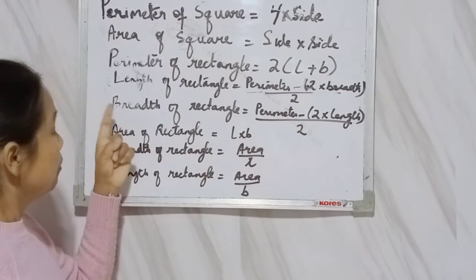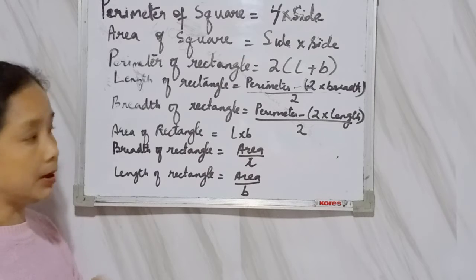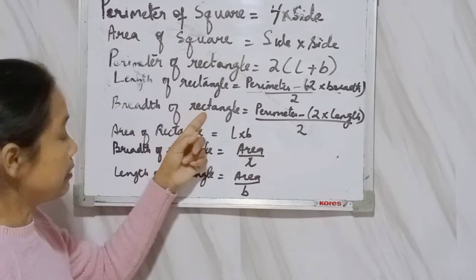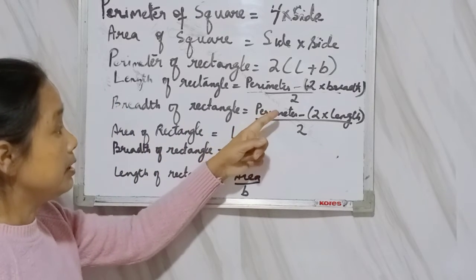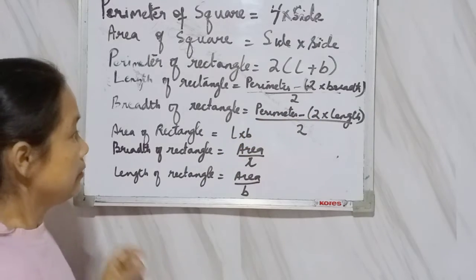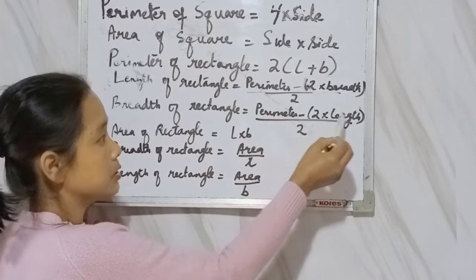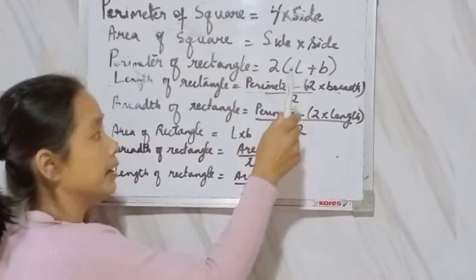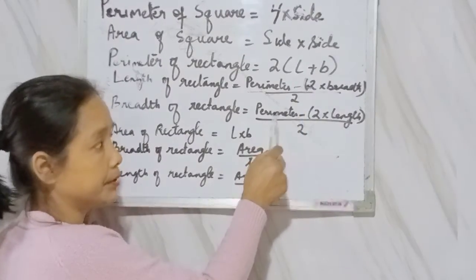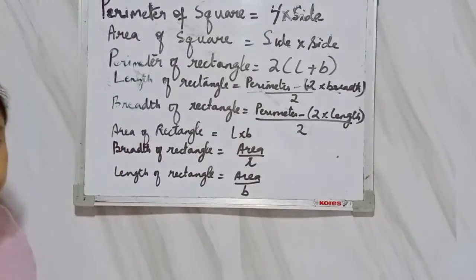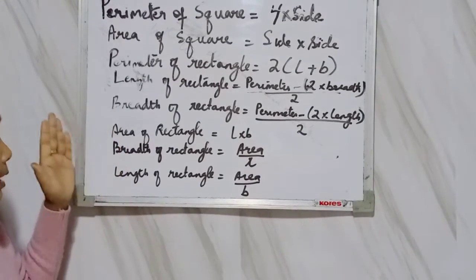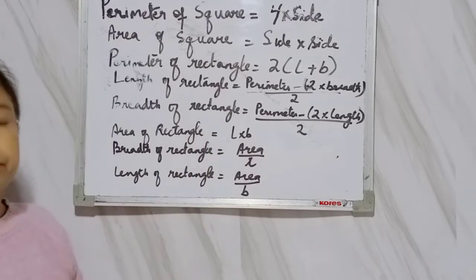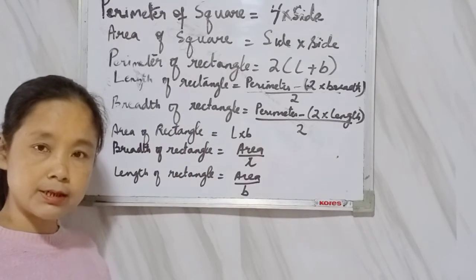Okay? Then when you are going to find out the breadth of the rectangle, you will subtract from the perimeter 2 into length. You will multiply the measure of the length with 2 and then subtract it from the perimeter and then after that divide it by 2. Is it clear? Then area of rectangle is just multiplying length and breadth. It is very easy, isn't it?